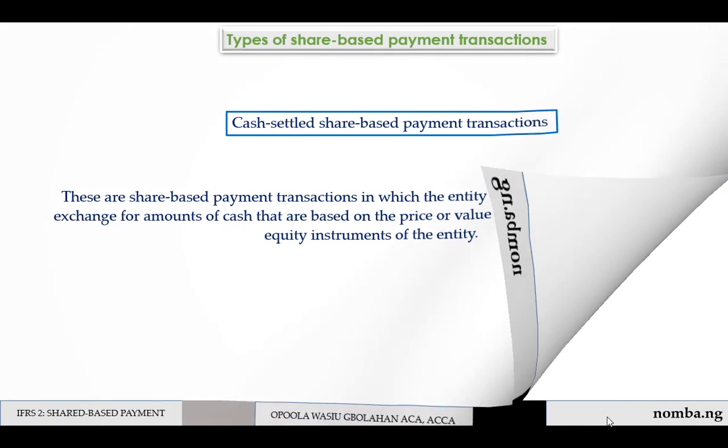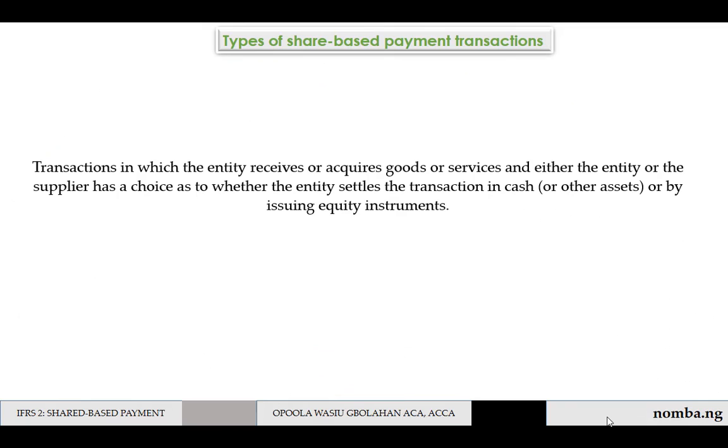And the third type is transactions in which the entity receives or acquires goods or services, and either the entity or the supplier has a choice as to whether the entity settles the transaction in cash or other assets, or by issuing equity instruments. So this gives room for either the entity or the other party to decide whether the entity should settle in cash or in equity instruments.